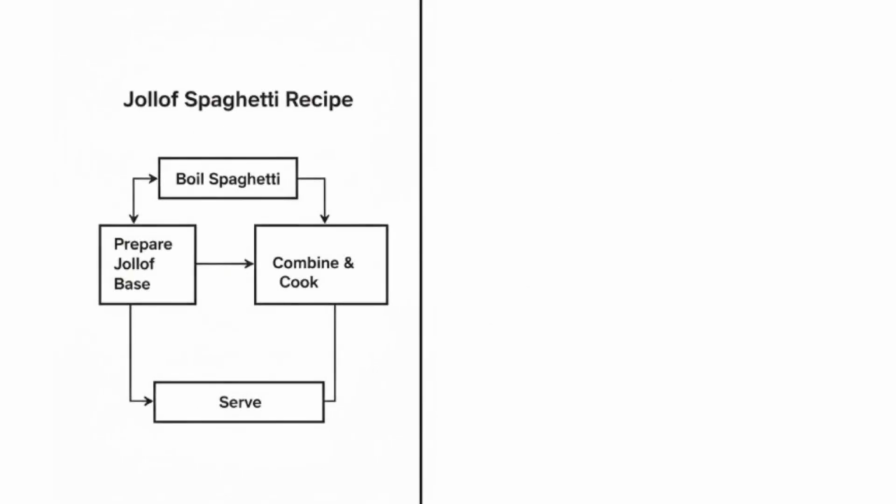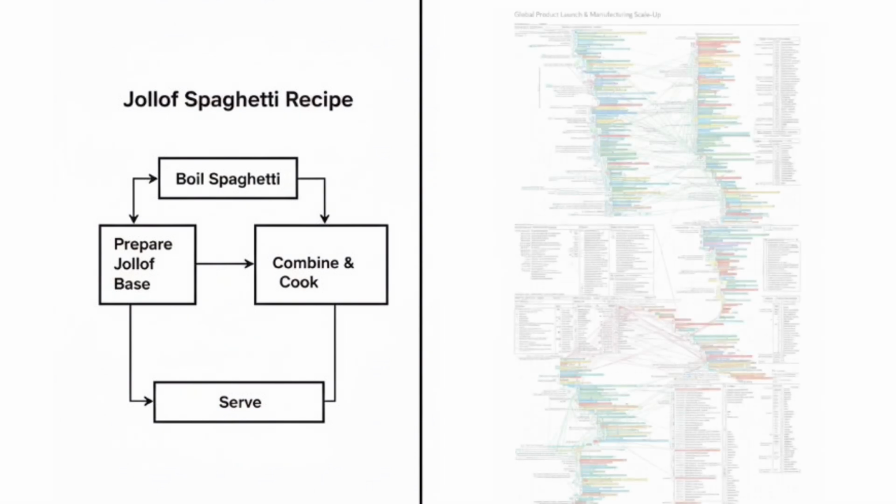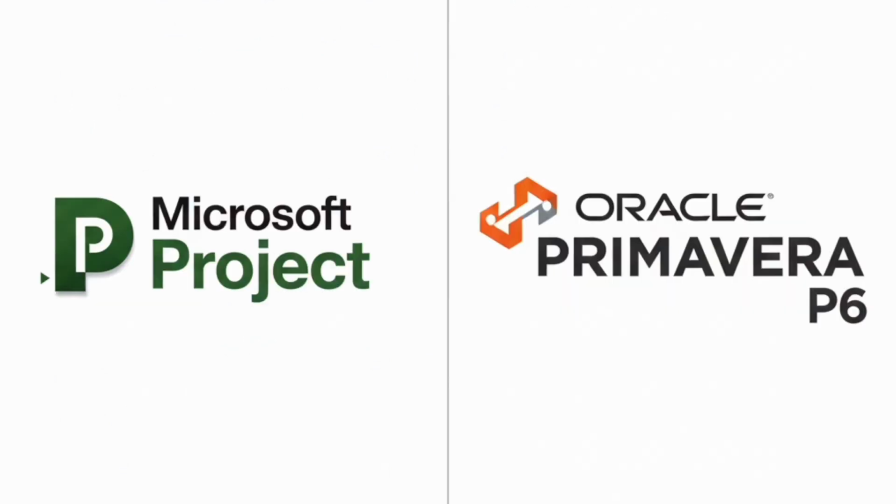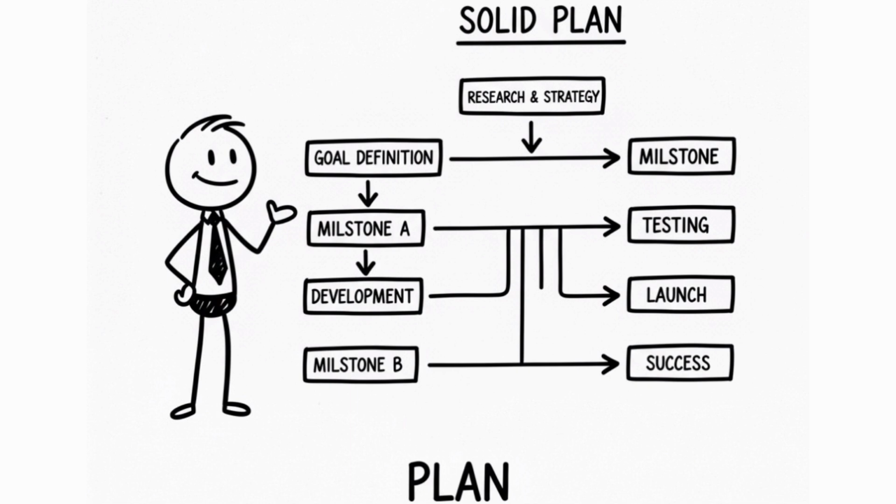So let's bring it all home. The principles we used to map out our Jollof spaghetti are the exact same principles used to manage a multi-million-dollar construction project, a software launch, or a marketing campaign. The tools may get more sophisticated, from hand-drawing diagrams to software like Microsoft Project or Primavera P6, but the core logic remains. Break down the work, understand the dependencies, find the critical path, and manage your float.